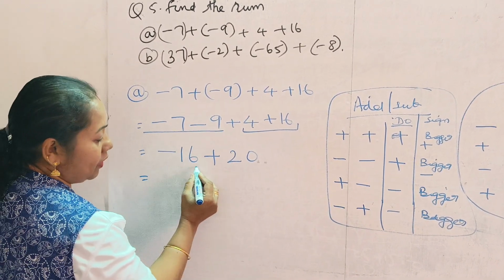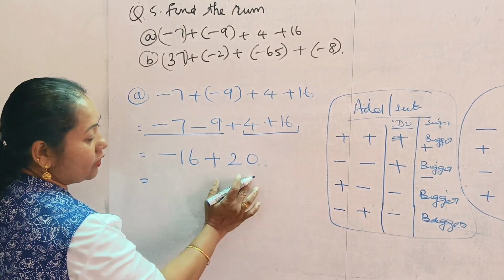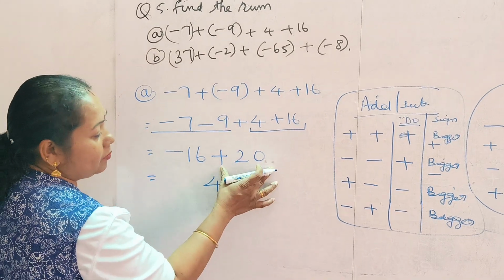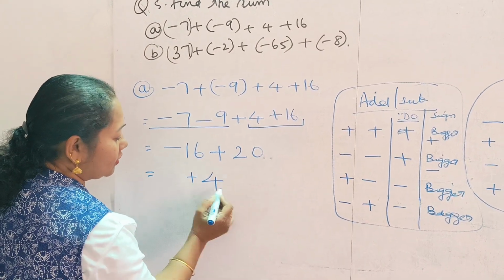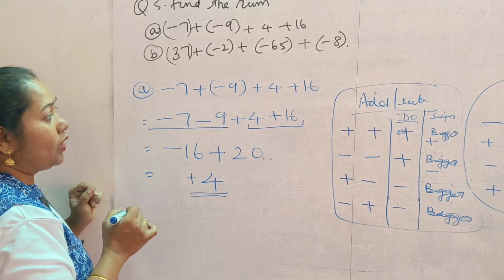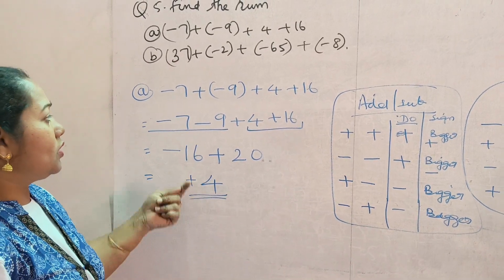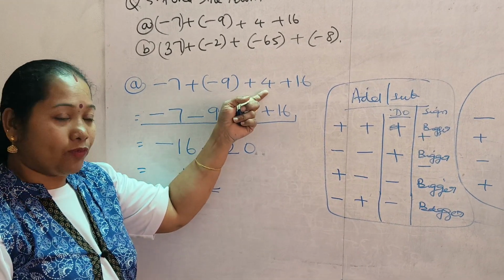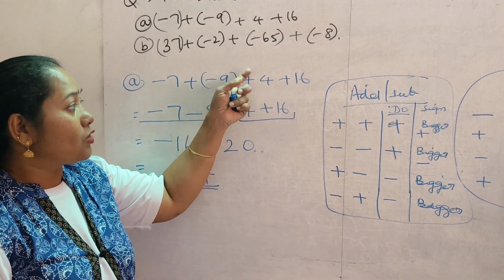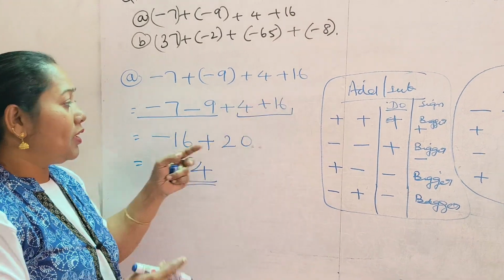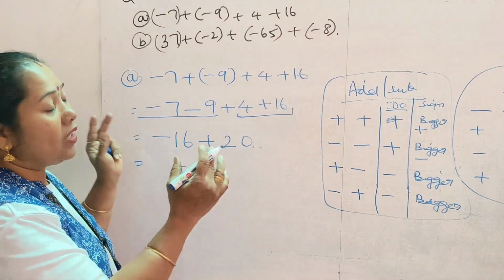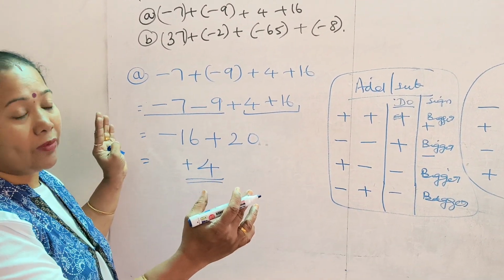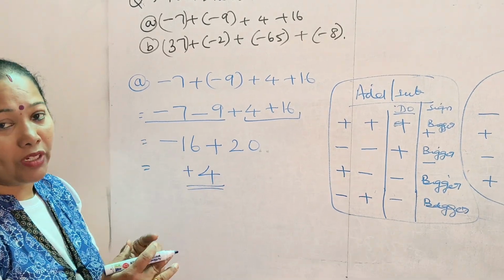If one number is minus and the other number is plus, then what do we have to do? Subtraction. 20 minus 16 is 4, and the sign of the bigger number is plus, so the answer will be plus 4. You can do it this way also: minus 7, minus 9 is minus 16, plus 4 is minus 12, plus 16 is 4. But if the question is longer, mistakes can happen, and it will also be a longer way. So grouping the numbers is the shorter way.